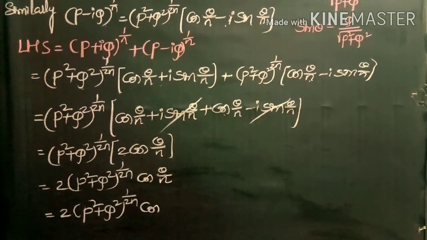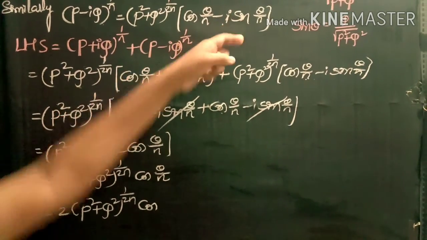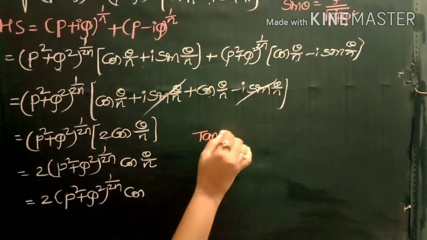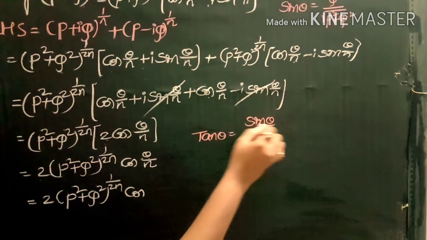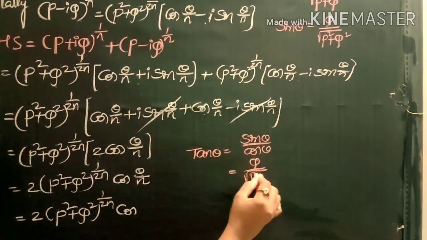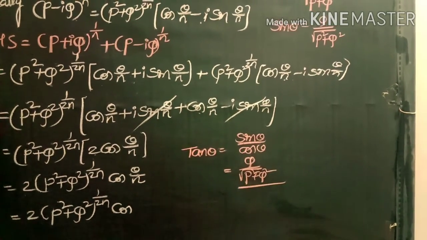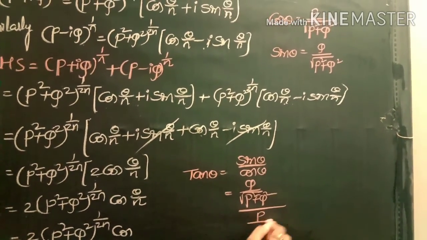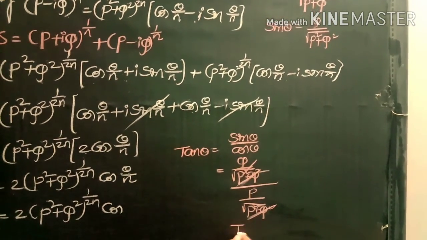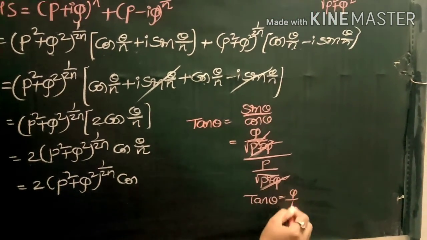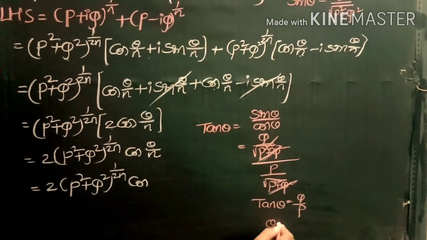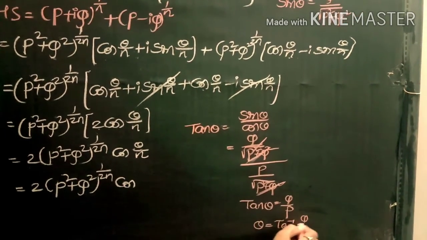We want the value of theta here. So already we have the values of cos theta and sin theta. From those values we consider the tan theta value. So tan theta is equal to sin theta by cos theta. And what is the sin theta value? Sin theta is equal to q by square root of p² + q², and the value of cos theta is p by square root of p² + q². Therefore, the square roots cancel, and the value of tan theta is q by p, which implies theta is equal to tan inverse of q by p.